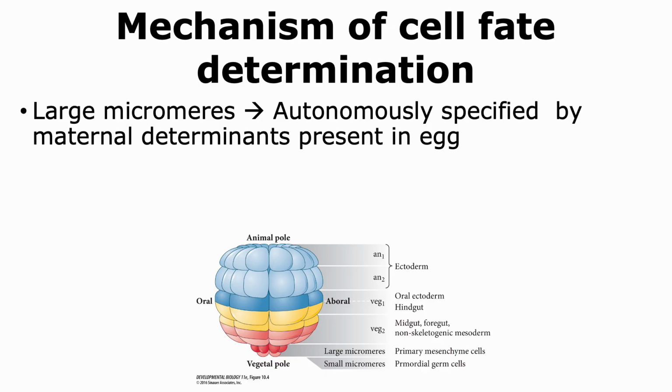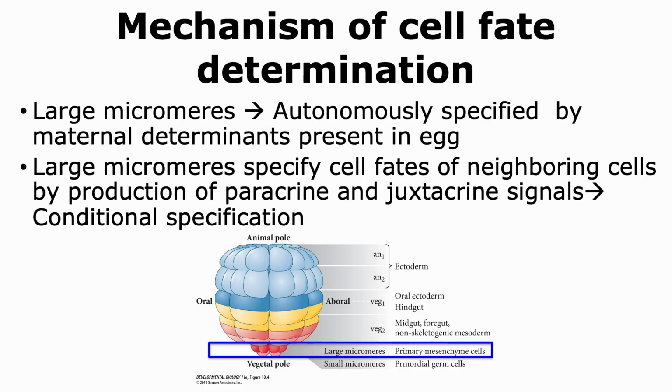Now, how does cell fate get determined in the case of the developing embryo of a sea urchin? The large micromeres that form the skeletogenic mesenchyme, which is also called the primary mesenchyme, are autonomously specified by maternal determinants that are present in the egg. Now, conditional specification is mediated by the production of paracrine and juxtacrine signals produced by these large micromeres.